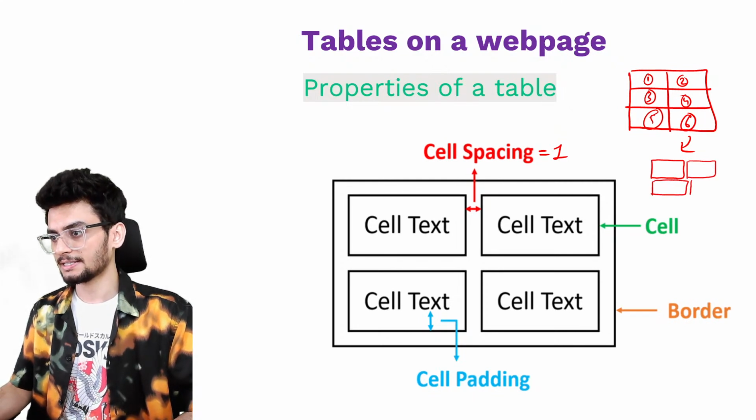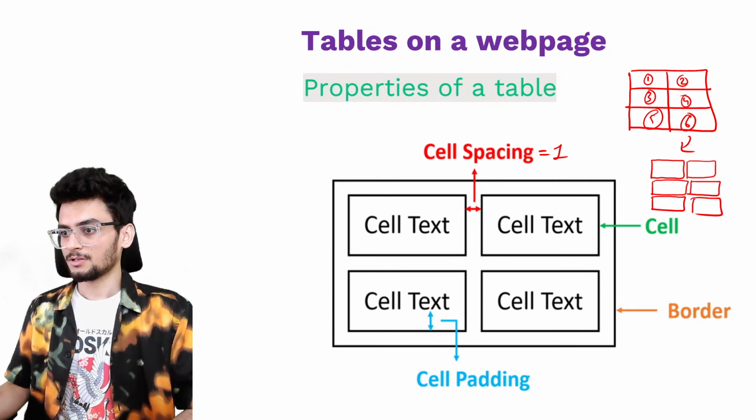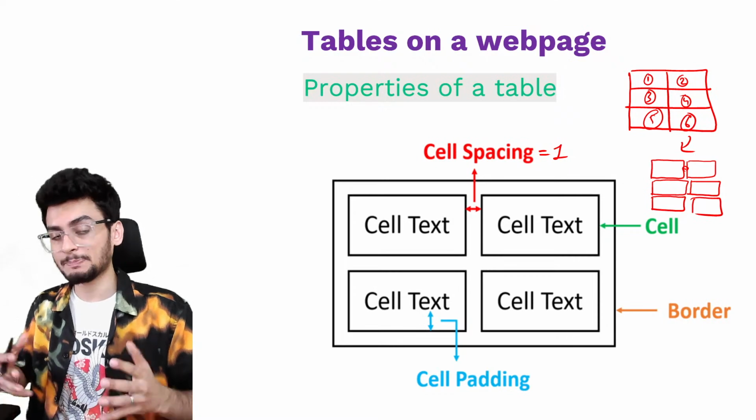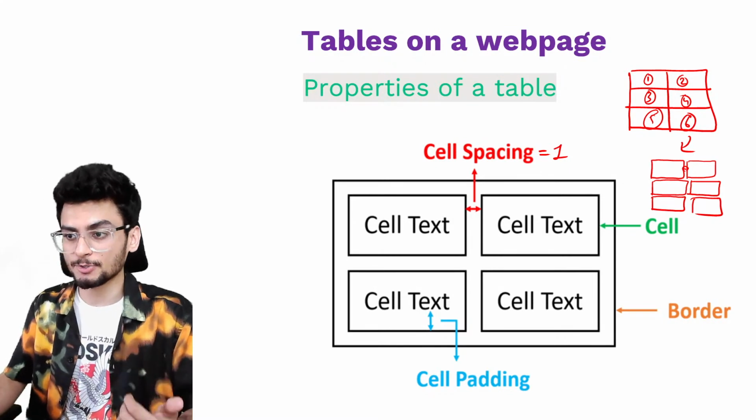सेल स्पेसिंग इज नथिंग बट द स्पेस बिटवीन द सेल्स. ओके, अगर आप सेल स्पेसिंग और बढ़ाओगे तो आपके जो सेल्स के बीच में स्पेस है वो और इंक्रीज होता रहेगा. सो दिस इज अबाउट सेल स्पेसिंग.